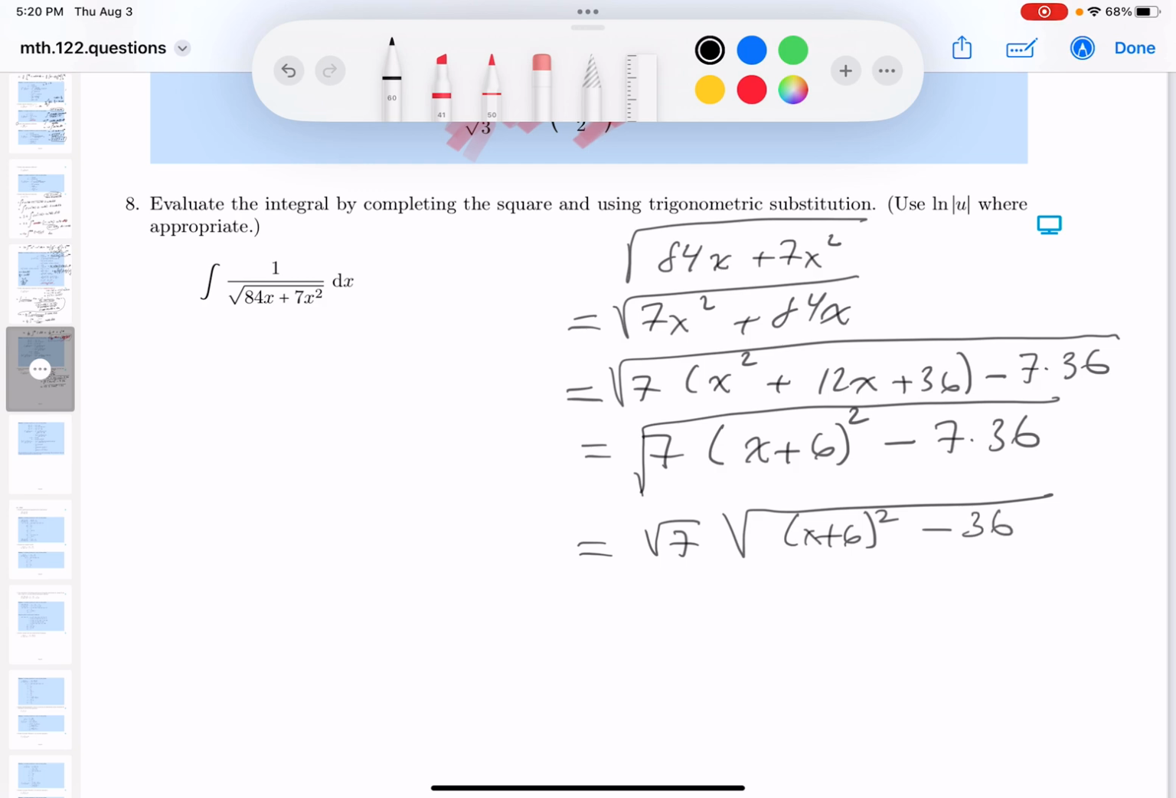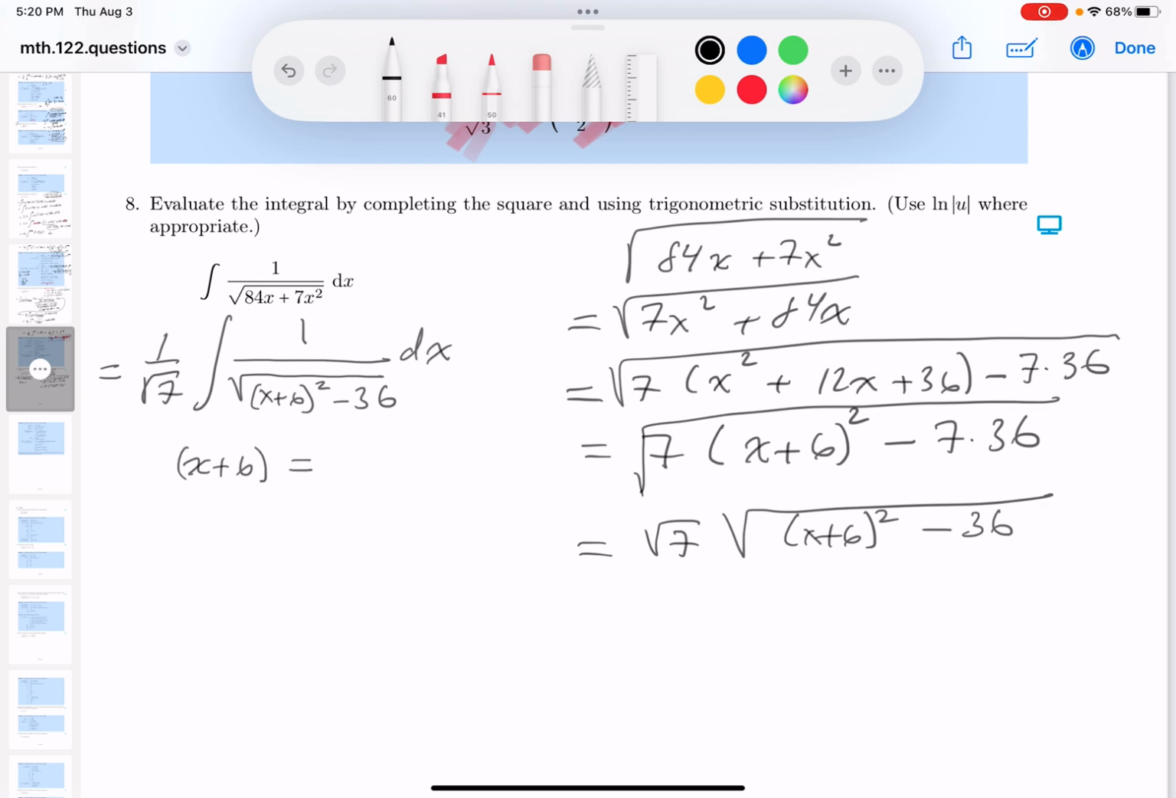All right, I think I know what to do, and I'll write it down for you. This is going to be equal to 1 over root 7, and I'm going to write this down as 1 dx here, and then this root problem, (x plus 6) squared minus 36. Let's see if I did that right before I go on. Yeah, I think I did it right.